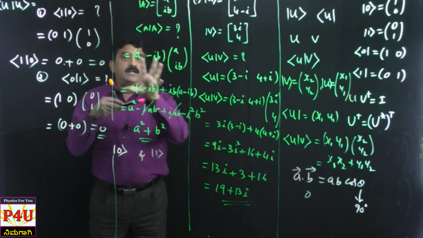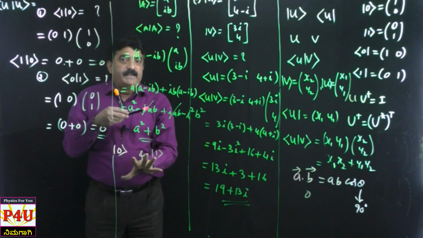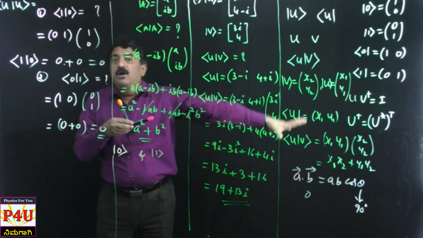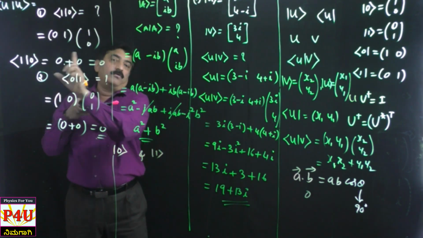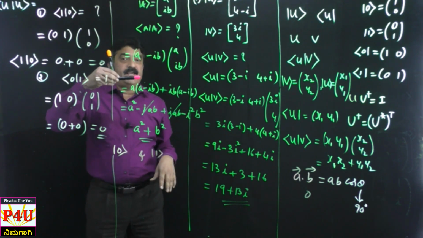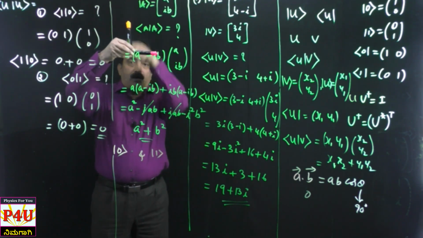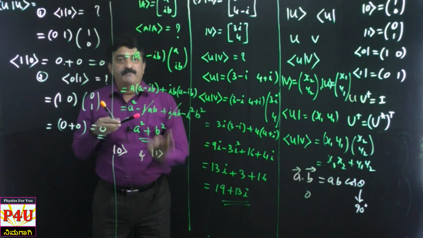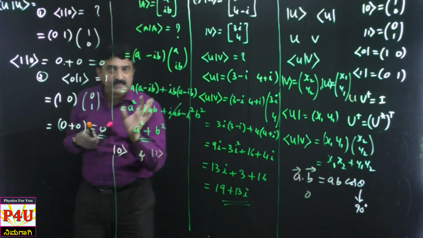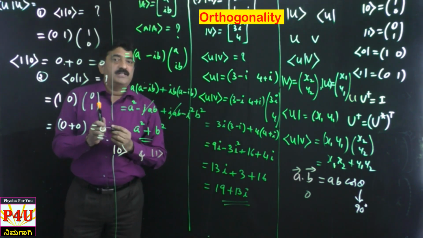Inner product in the case of a vector space, in a normal course, is called the dot product. The inner product of two vectors in a complex vector space being 0 means they are perpendicular to each other. Well, what do you mean by perpendicular to each other?